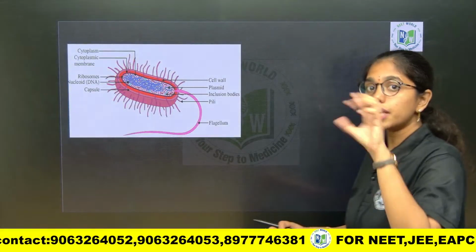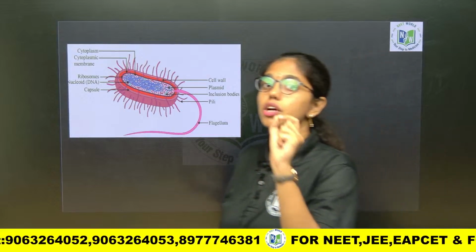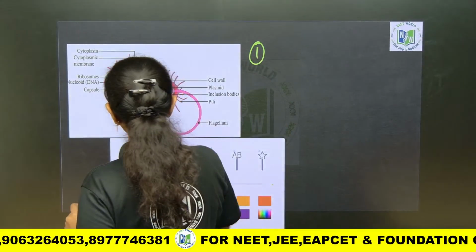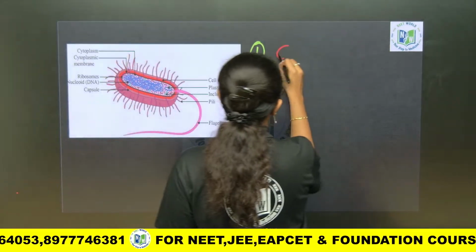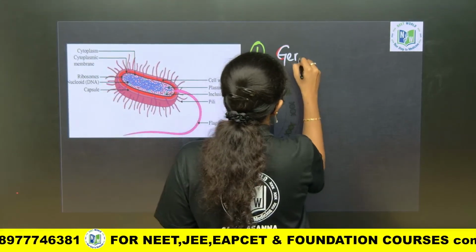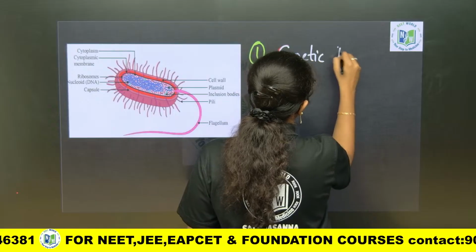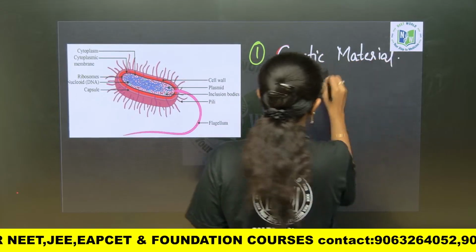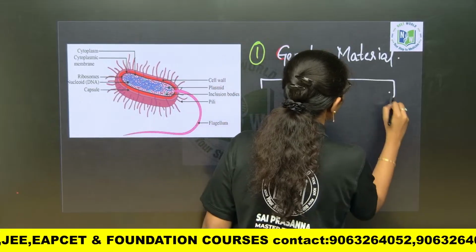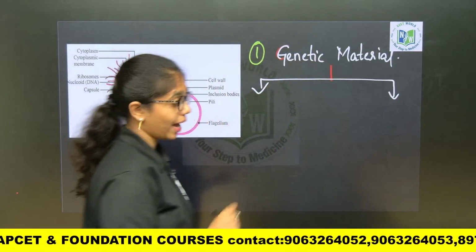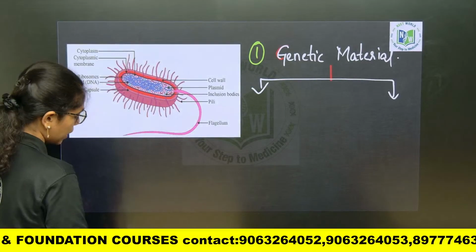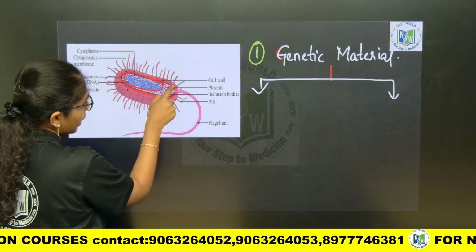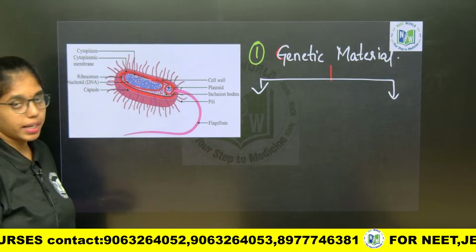Now entering into the cytoplasm, first we will look into the genetic material inside the cytoplasm. When it comes to genetic material, prokaryotes will have two types. Here you can clearly observe, one is genomic DNA and the other is plasmid DNA.